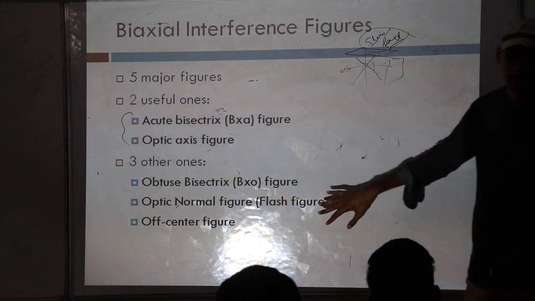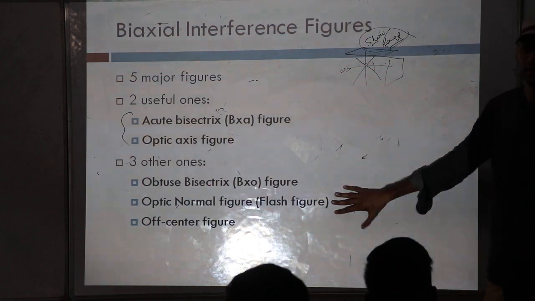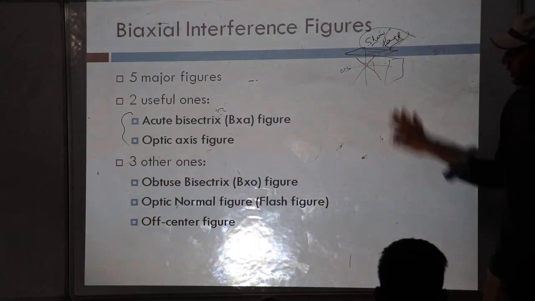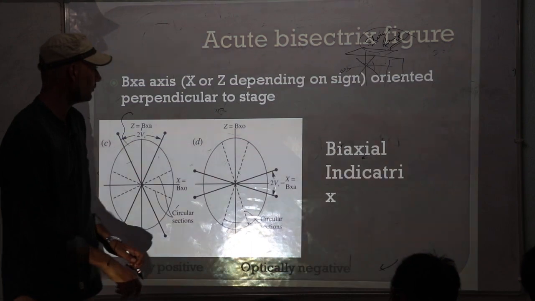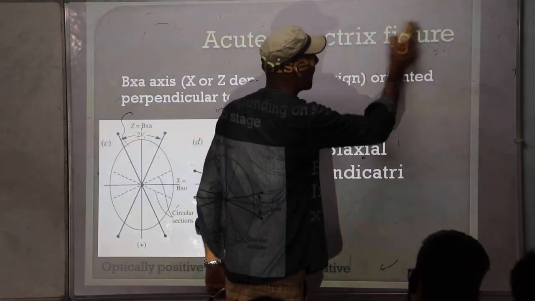Optic normal figure or flash figure, that is optic plane is parallel to stage. Off-centered figure is none of the above. Then talking about acute bisectrix figure, you can see here.